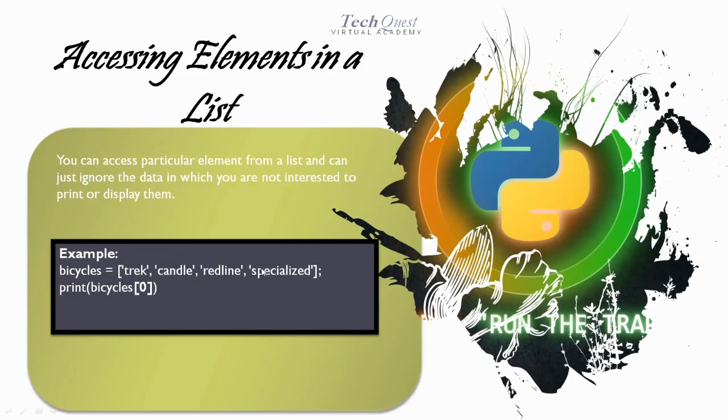So I want to display the track from the list. I want to call the track string from the list, so I mentioned its index here with the variable name. You can call candle, or if you want to call the redline or specialized, you have to mention their index. If you want to call the redline here, you have to mention its index, that is 2. And if you want to call the specialized here, you have to mention its index, and that is 3 here.